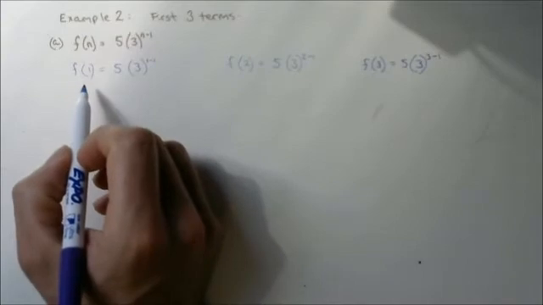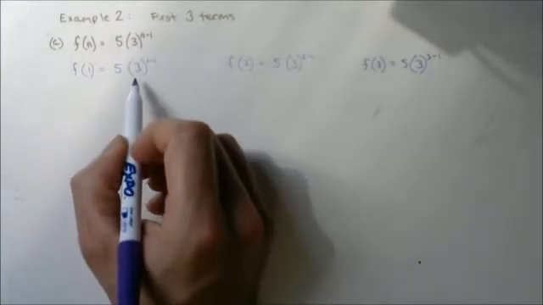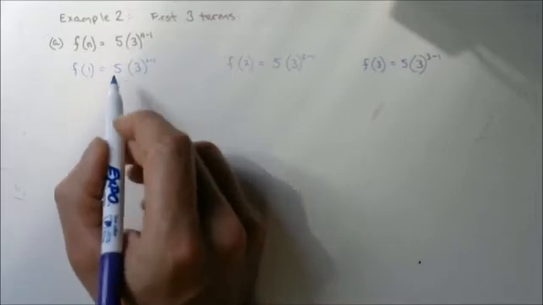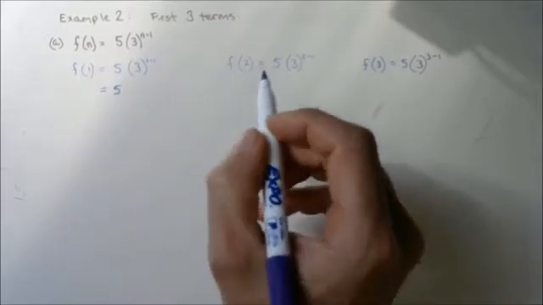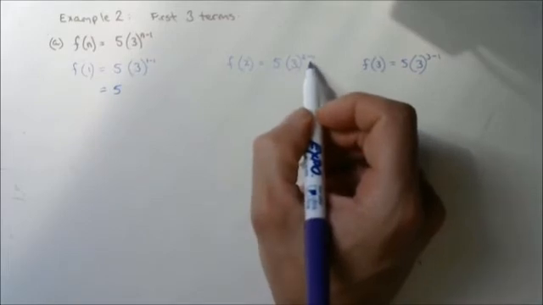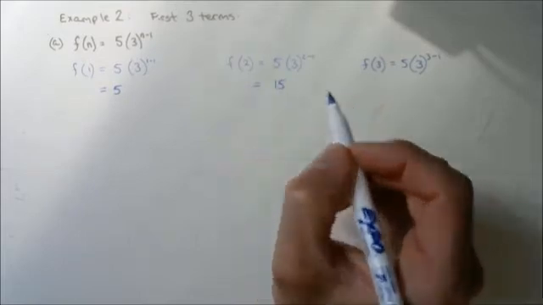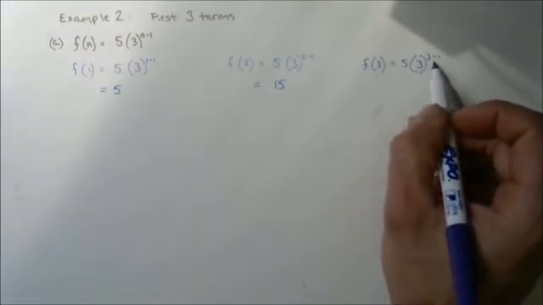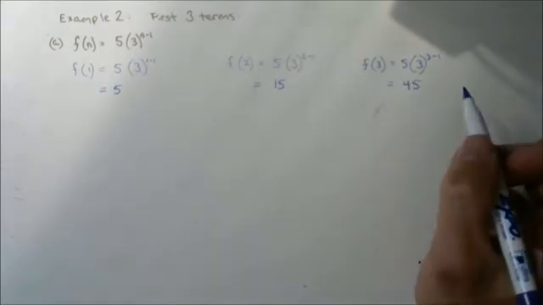Okay, back to term number 1. So we've got an exponent here to deal with. This is 3 to the power of 0. That's 1. 5 times 1 is 5. The value of the first term is 5. Over here we've got 3 to the power of 1. That's 3 times 5, 15. Here we have 3 to the power of 2. That's 9 times 5 is 45.